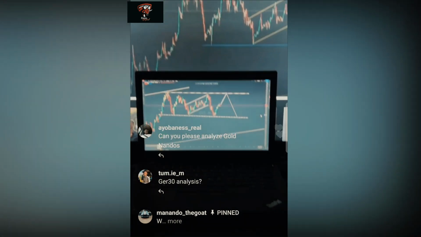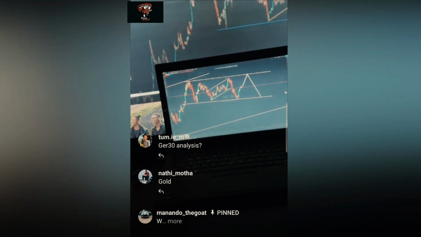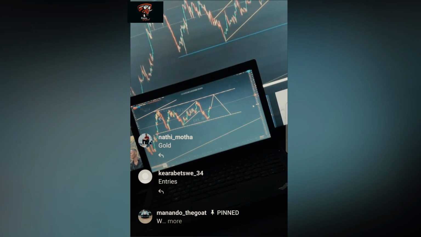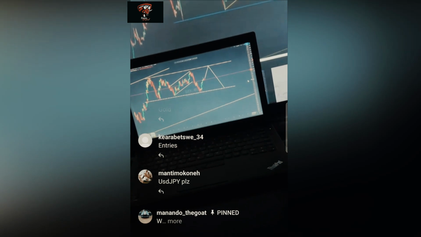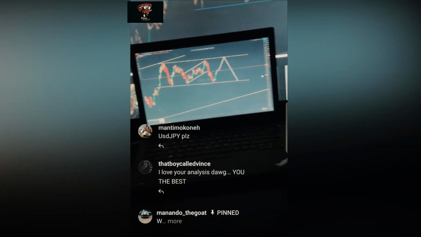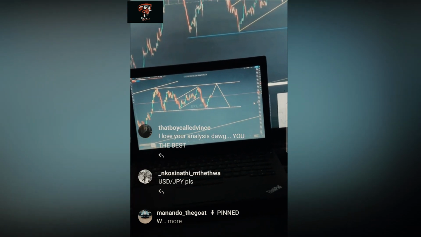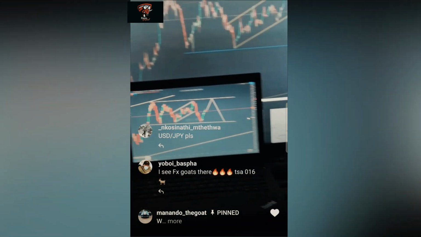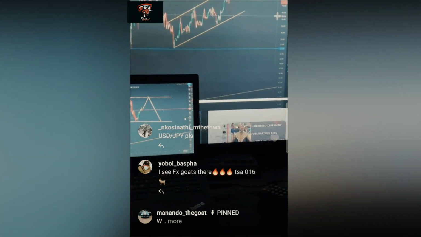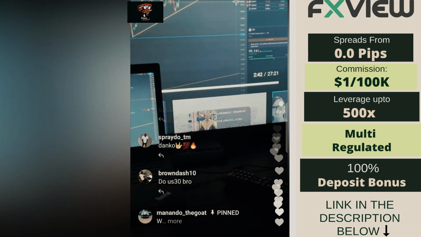Okay, let me check the comments. Support and resistance still plays a big role. Man, I don't know, because if you listen to how I analyze and how I say everything, I don't really put support and resistance. But if support and resistance is working out for you, that's a good thing, you can stick to it. But if it's not working out for you, you can move from it. So it's just up to you. Yeah, that's how it is.